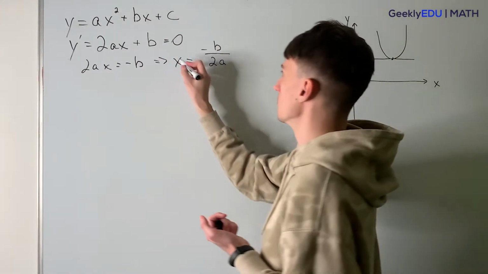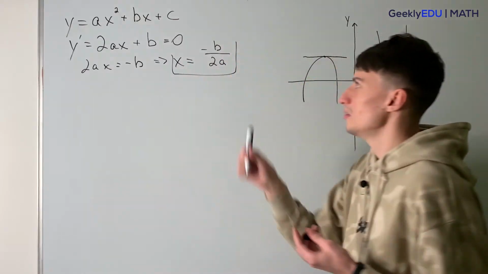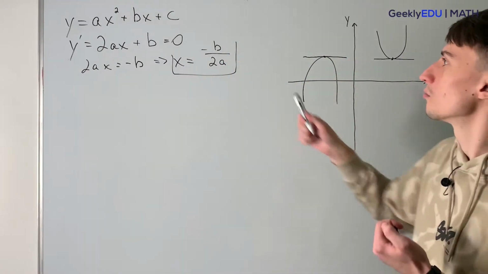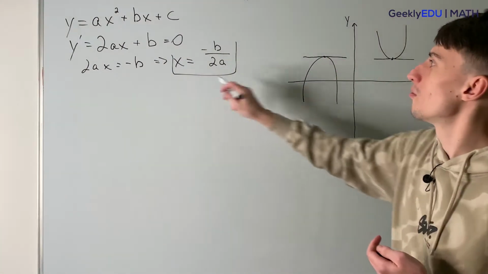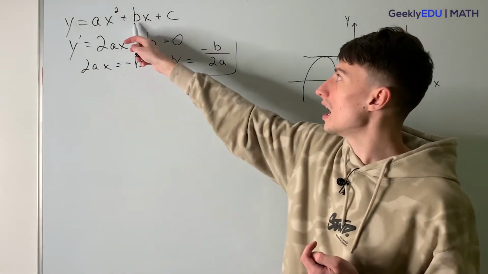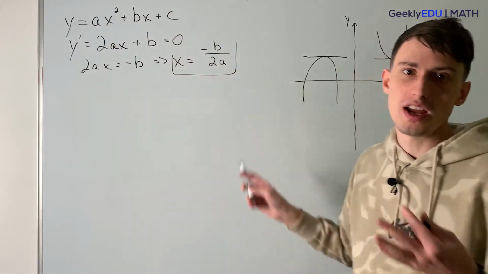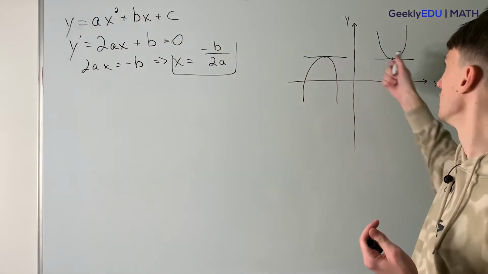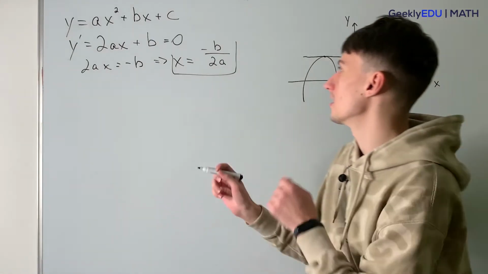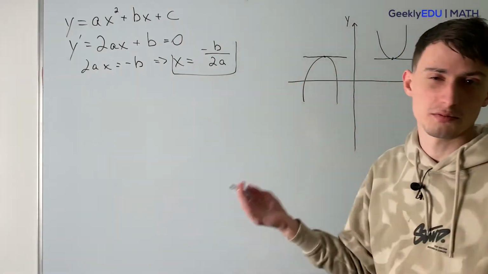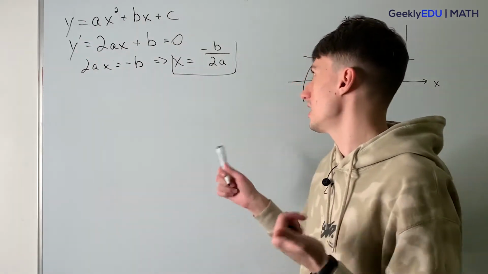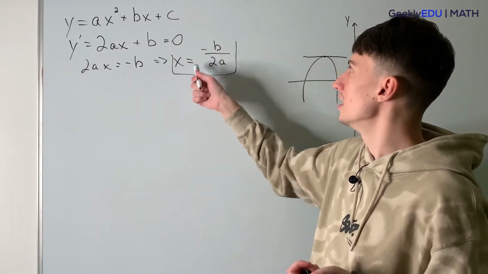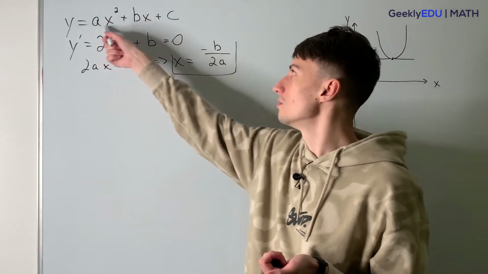What does this mean that we just got, this x here? That means that for any parabola where we know the parameters, the highest or the lowest point will always be at minus b divided by 2a. Whatever that parabola is, that's the highest or the lowest point, where the tangent line is equal to 0, obviously, as we said. Now, what will be the y-coordinates? How do we find that out? Well, all we have to do is plug in this minus b over 2a into the initial equation.